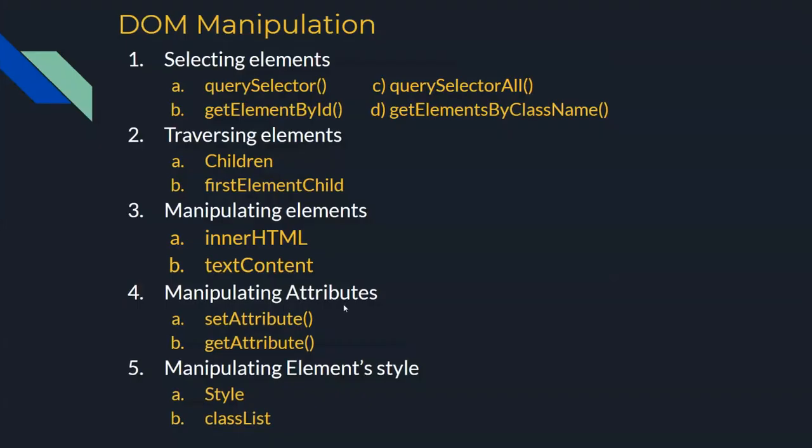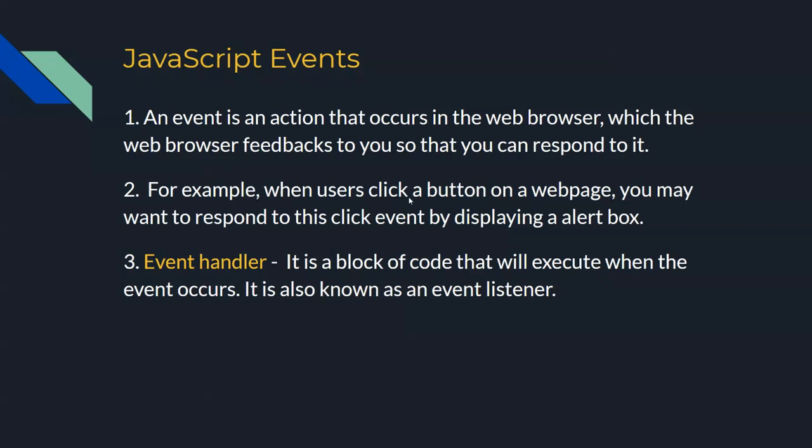Let's go back to our slide. So this is at a high level how we play with the document object model, or the DOM in short. So we have covered how to select an element, how to traverse an element, how to manipulate the element, how to manipulate the attributes, and then we'll play around with the styling and the classes. Let's move on to the next topic. So the next topic is JavaScript events.